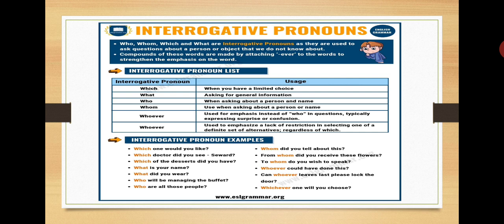Whoever, used for emphasizing instead of who in a question, typically expressing surprise or confusion. Whoever is also used to emphasize a lack of restriction in selecting one of a definite set of alternatives, or regardless of which. Now, for example, whoever could have done this. Can whoever leaves last please lock the door. Whichever one will you choose. So, interrogative pronouns ask questions.